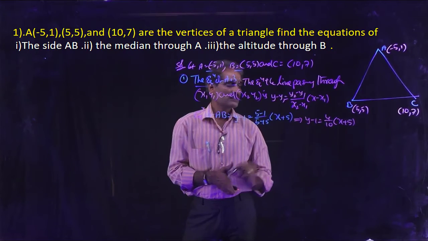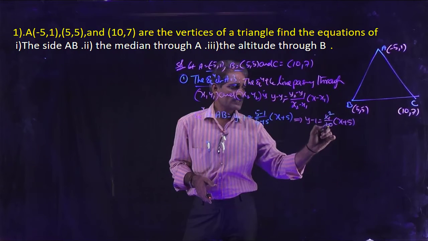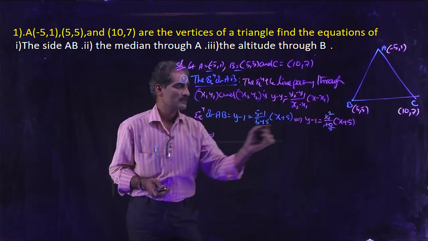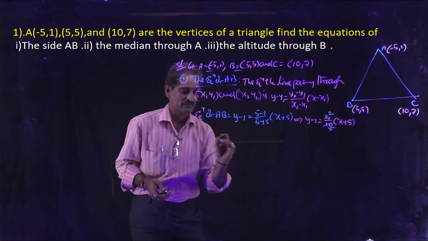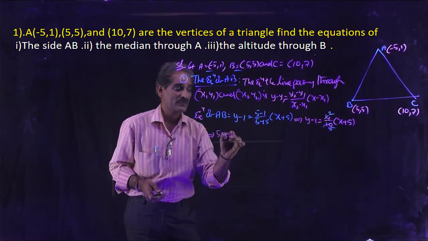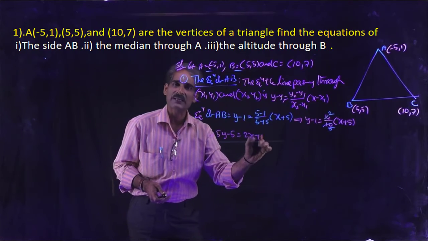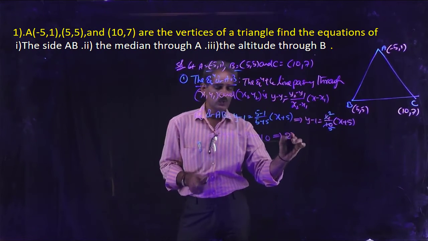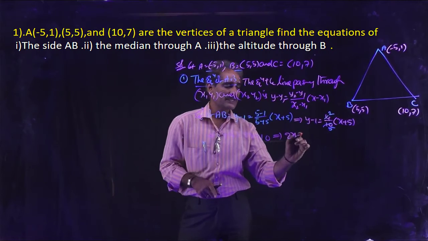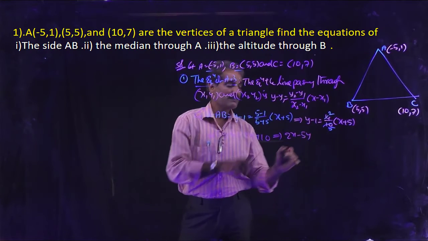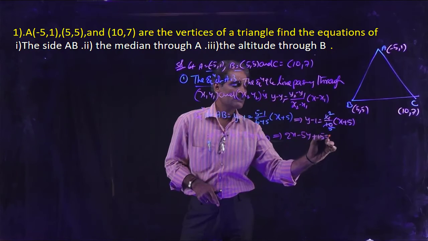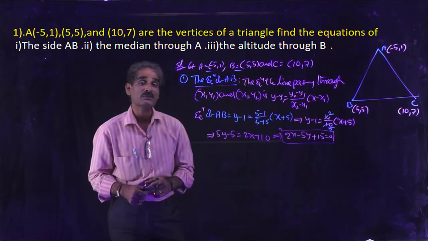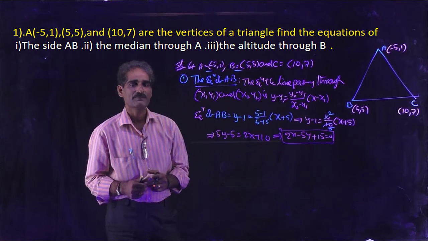Here, 2 fives are ten, so from this you can write 5y minus 5 is equal to 2x plus 10. So now you can write 2x minus 5y plus 10 plus 5, that is 2x minus 5y plus 15, is equal to 0. This is the equation of the line side AB.